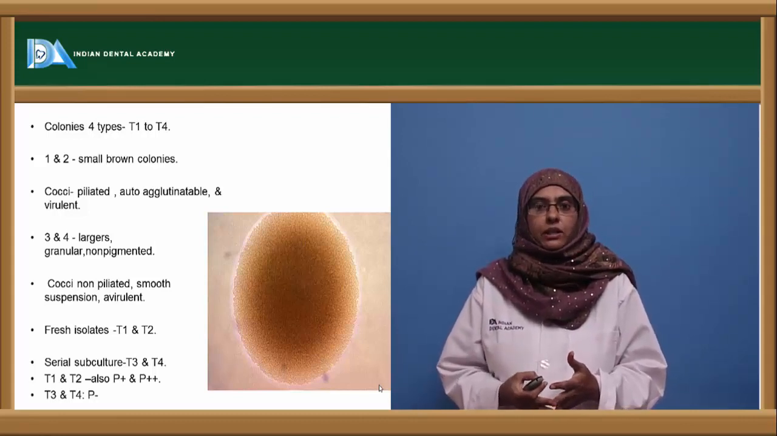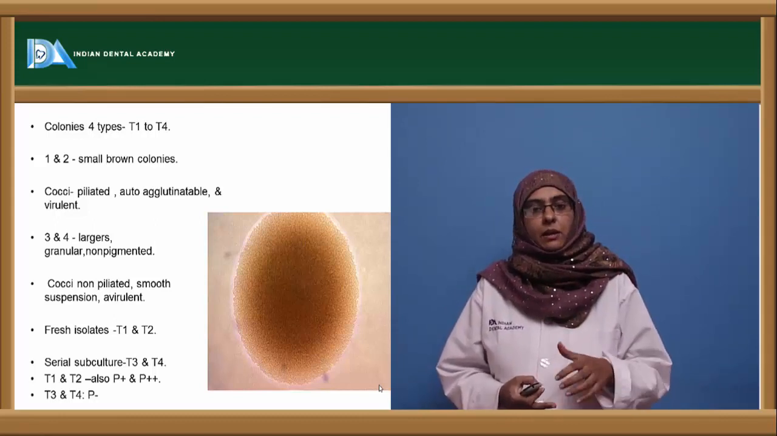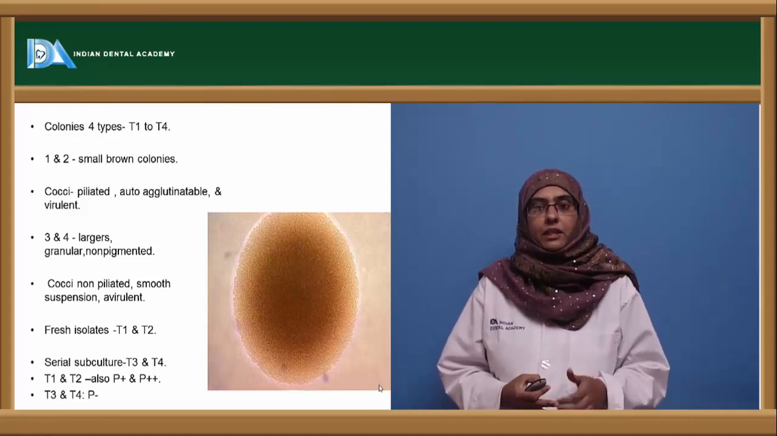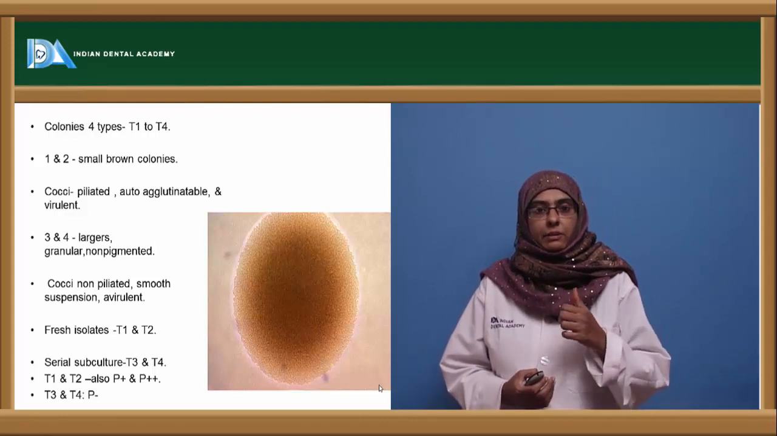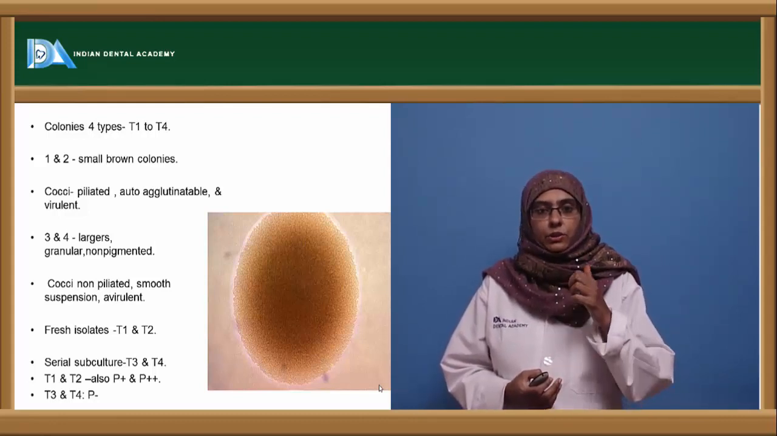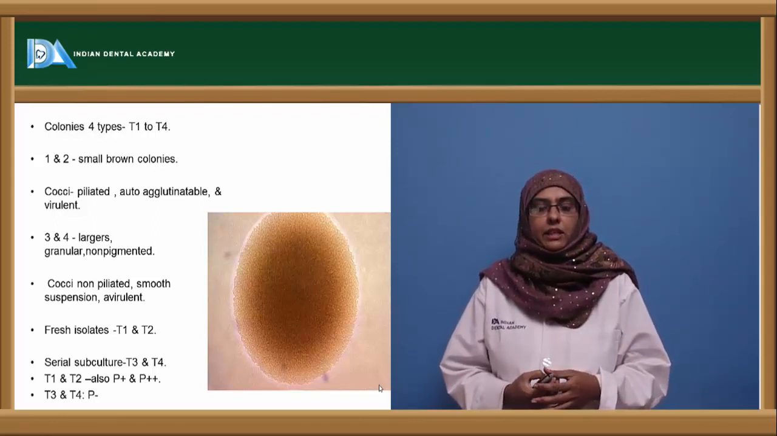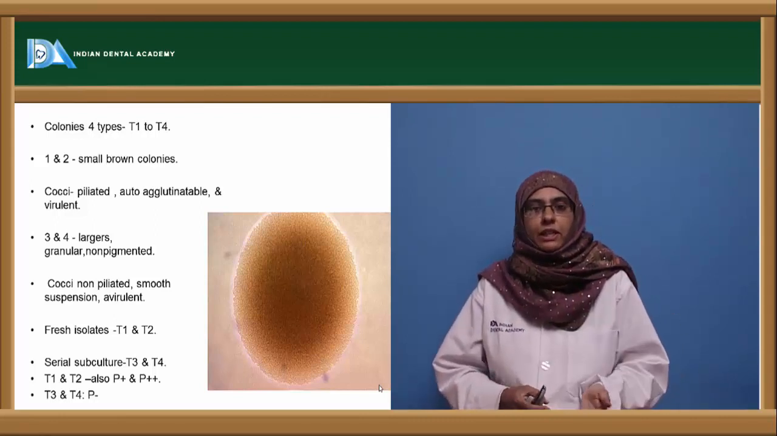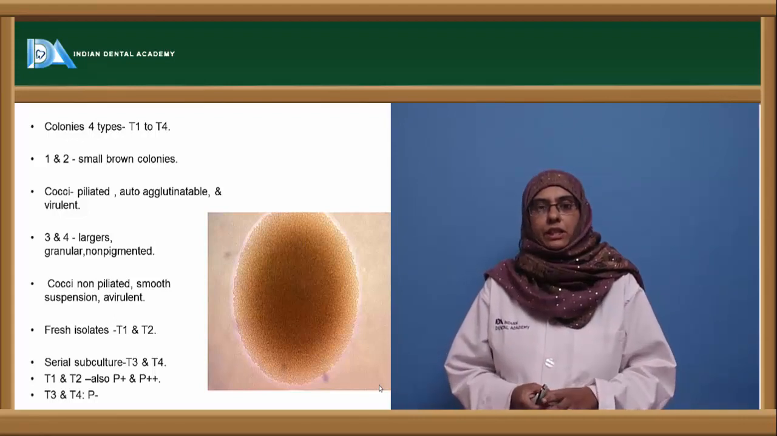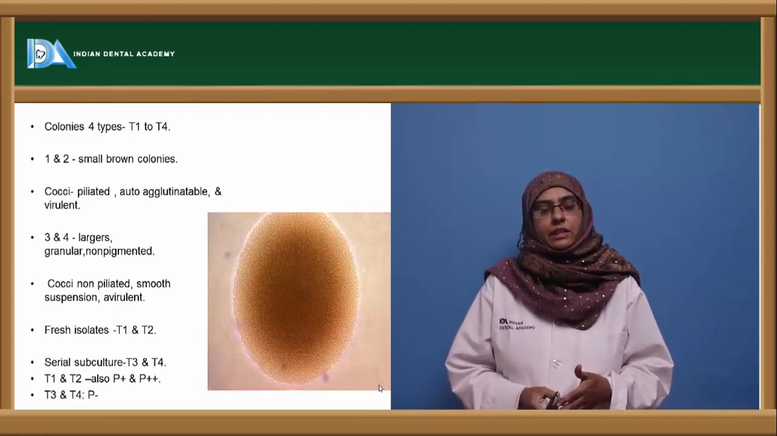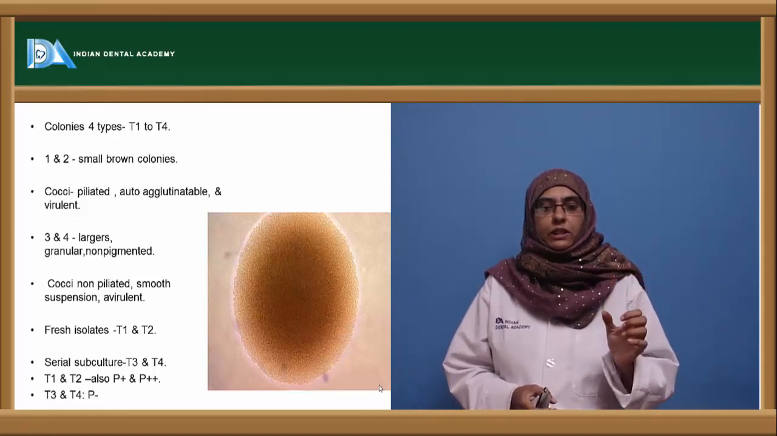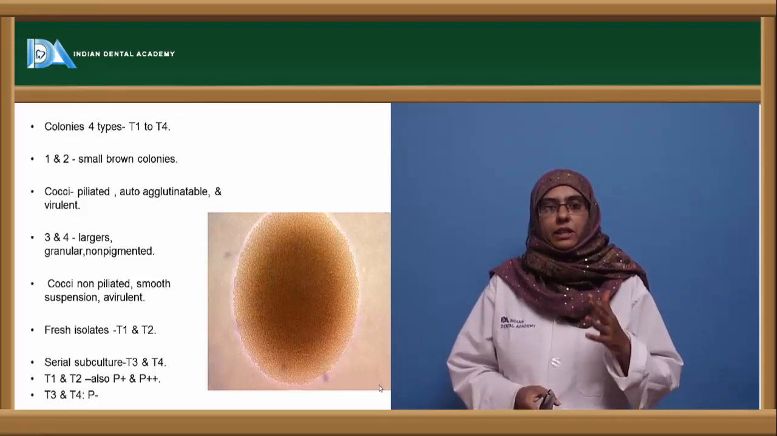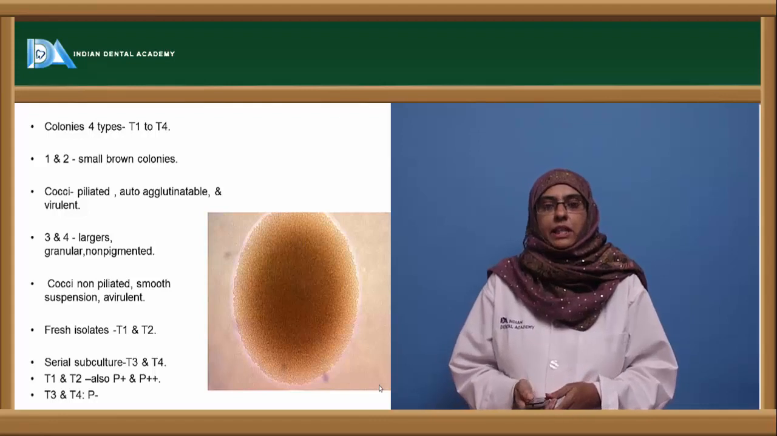Type 1 and type 2 show small brown colonies. They are piliated, auto-agglutinable, and they are virulent in nature. Whereas T3 and T4 are larger, granular and non-pigmented. They can be easily emulsified, show a smooth suspension, and are avirulent in nature. The freshly isolated colonies from the lesions are usually T1 and T2 because they are virulent, but on serial subculture they can change to T3 and T4. So based on this virulence characteristic, the colonies of T1 and T2 were named P+, whereas the avirulent ones, T3 and T4, were designated P-.